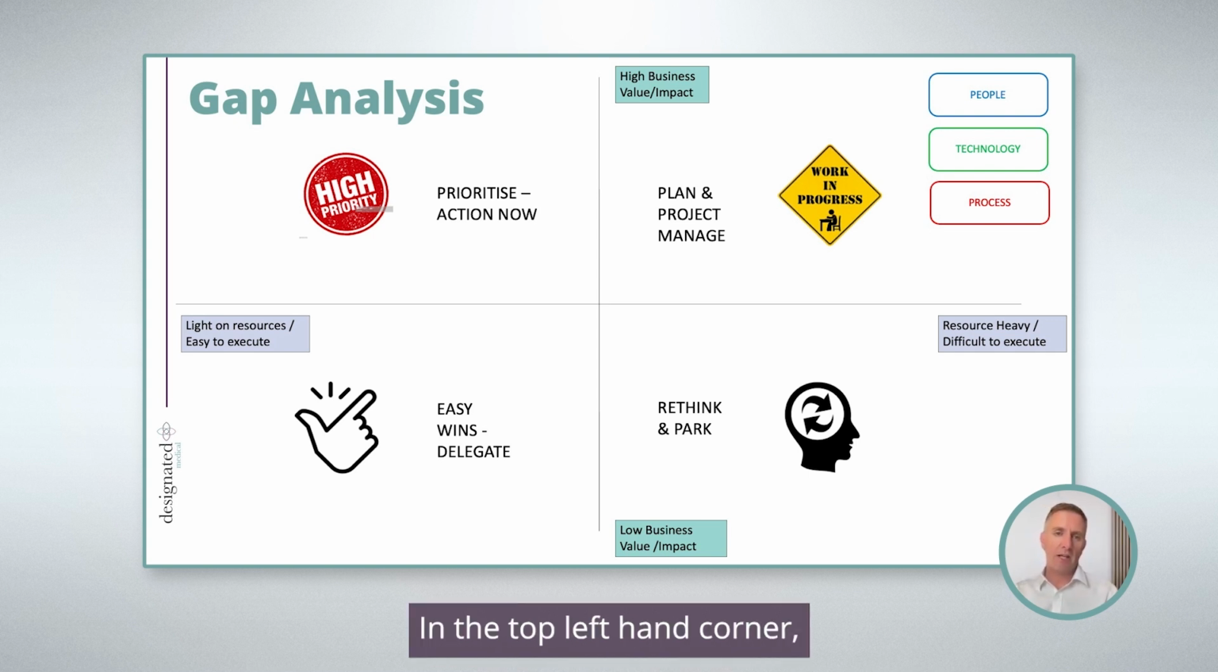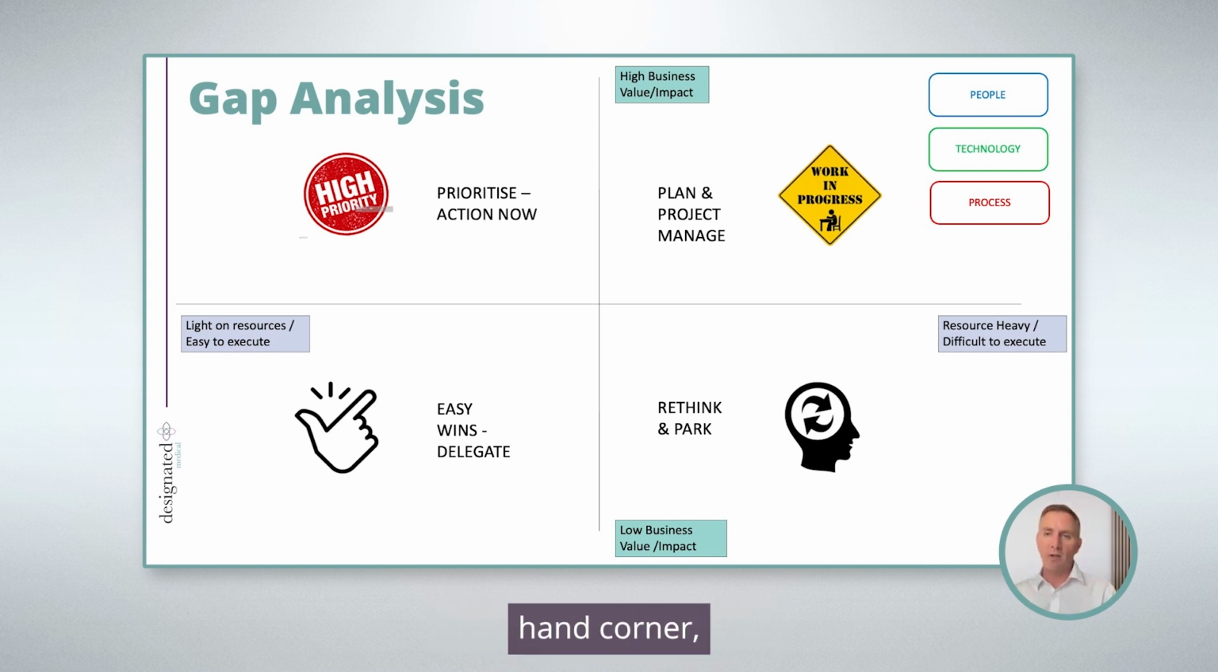In the top left-hand corner, you've got your high priority tasks and actions. These are high business value or impact and relatively easy to execute. So what you should be doing is prioritizing these in your team meeting, and delegating responsibility to get them done within the next month.